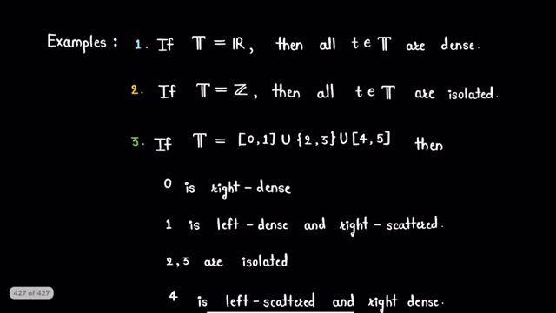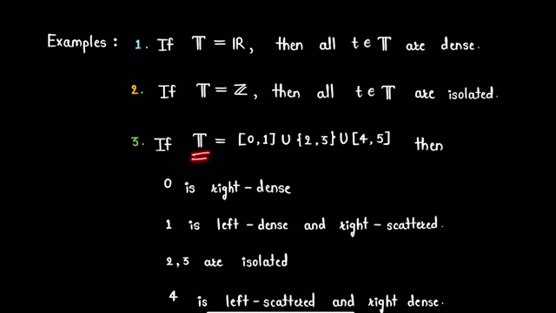Now we will see some examples. If time scale T is the set of real numbers, then all points in this time scale are dense. If time scale T is the set of integers, then all points in this time scale are isolated points.